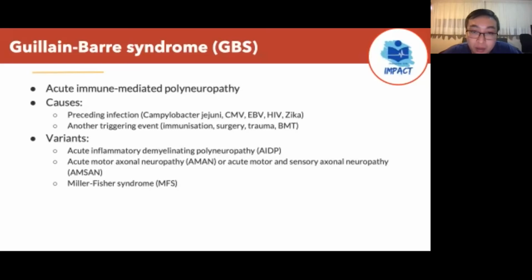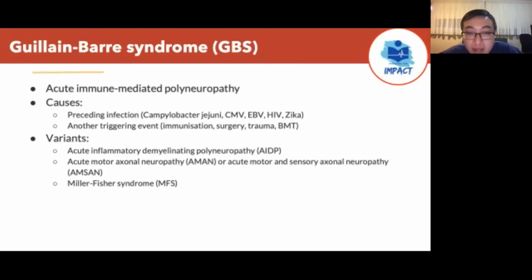Now, moving on to the two axonal forms. AMAN and AMSAN are the two primary axonal forms of GBS. Here, the immune response is directed towards the axon, not the myelin, so the axon of the peripheral nerve. And AMAN and AMSAN are both more common in Asia. So they're relatively rare in Australia and in the US and Europe. The difference between AMAN and AMSAN is essentially in the name. In AMAN, only motor nerves are affected, whereas AMSAN is a more severe variant where both the motor and the sensory nerves are affected.